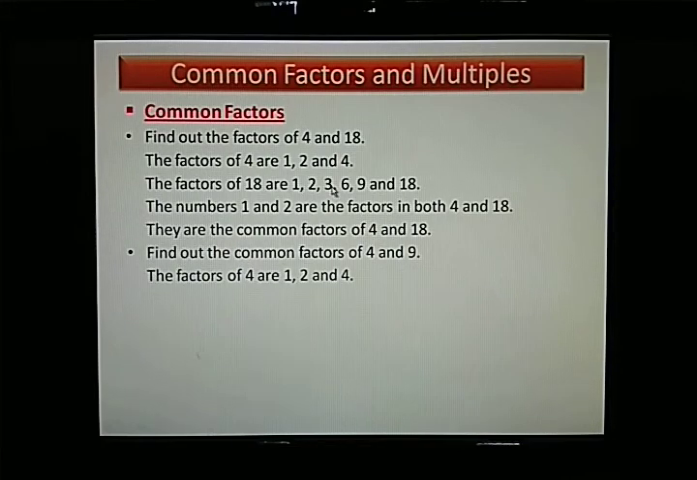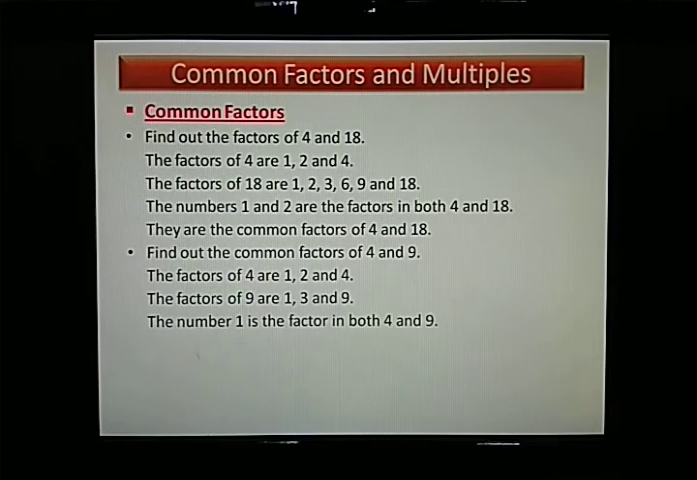So the factors of 4 we already got: 1, 2 and 4. And the factors of 9 are 1, 3 and 9. Now here you might be thinking there is nothing common. Yes, there is a number that is common in both, that is 1. So you might be thinking there is only one common factor, that is 1. Yes, obviously there is only one common factor, that is 1. 1 is the only factor that is common in both the numbers 4 and 9.